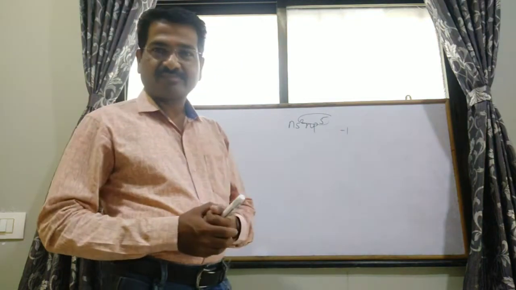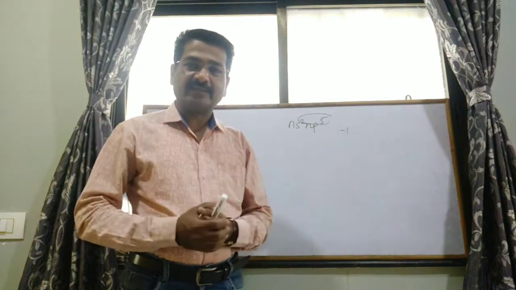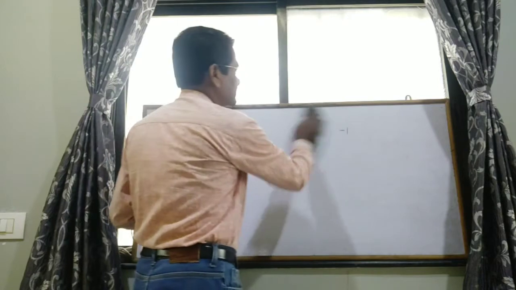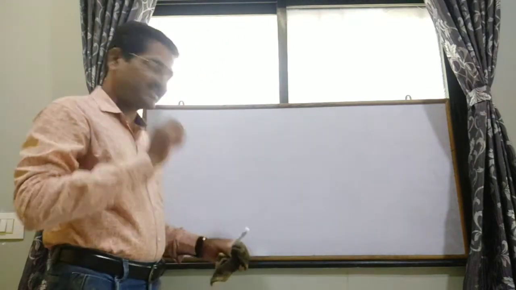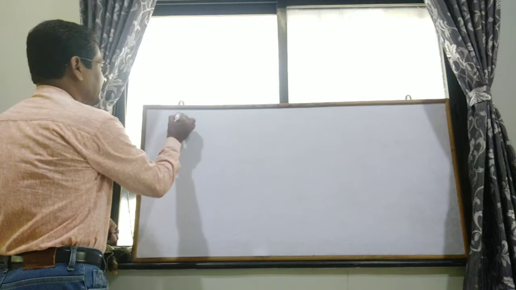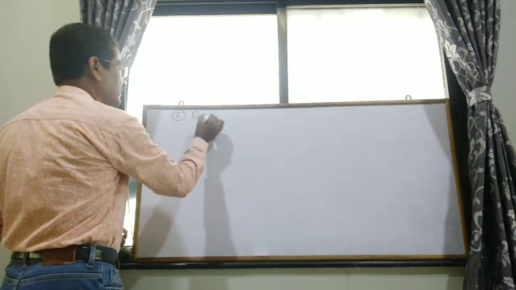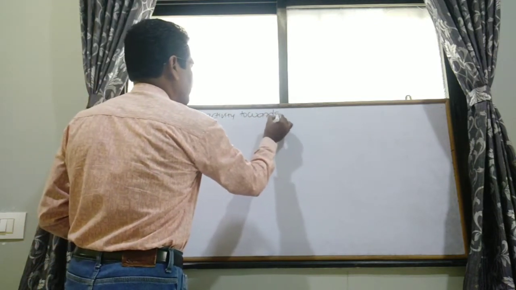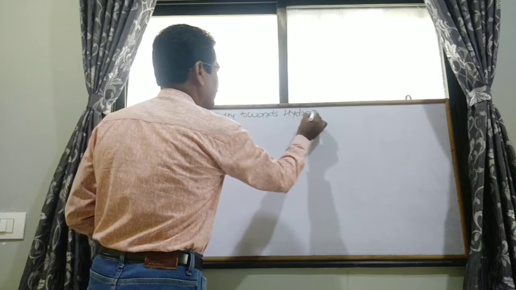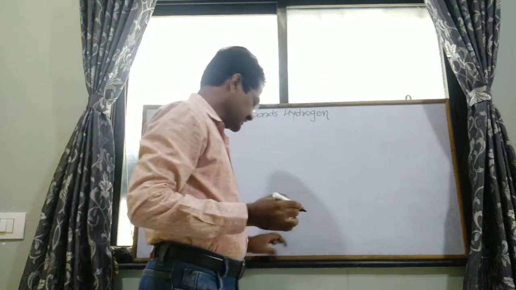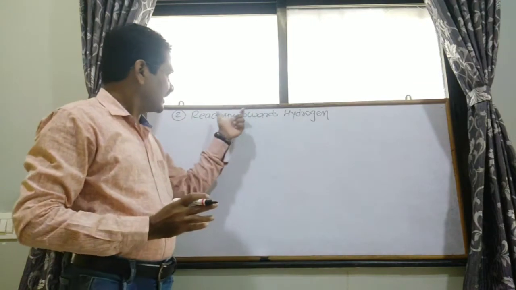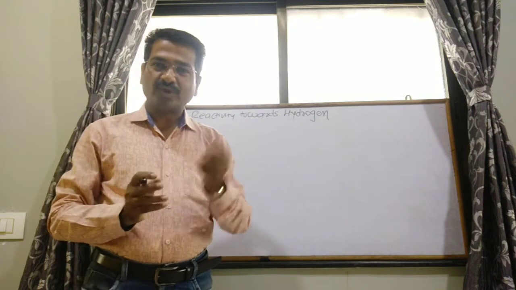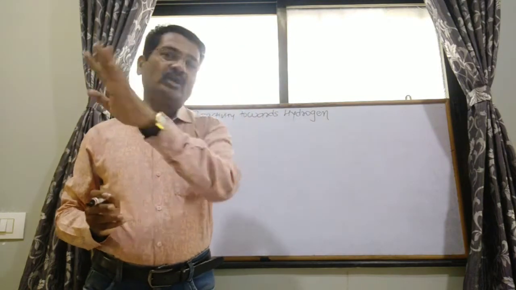In this class, we are going to study the second chemical property of halogens, named reactivity towards hydrogen. So, the second chemical property is reactivity towards hydrogen. This indicates the reactivity of hydrogen with halogens.